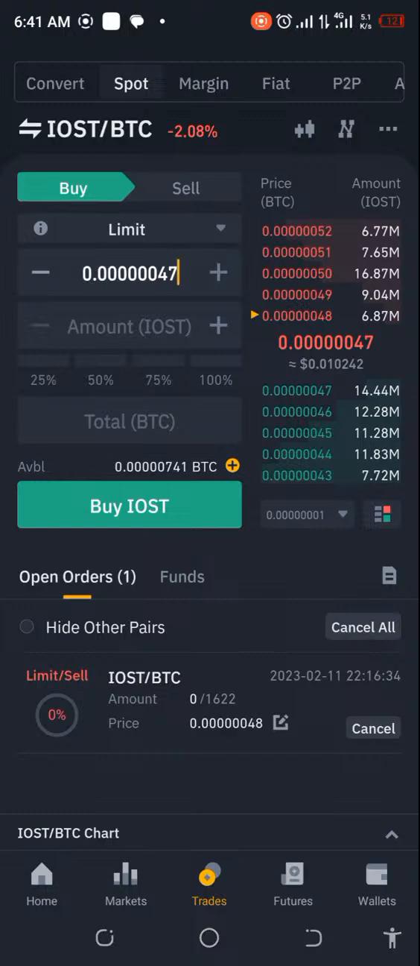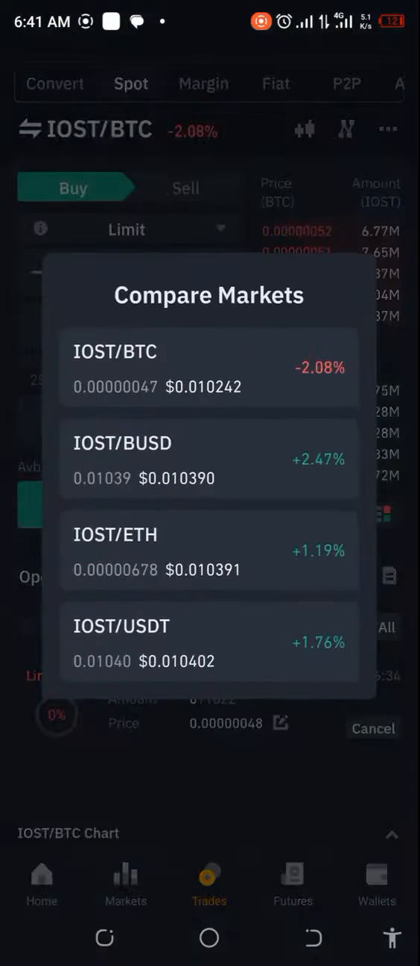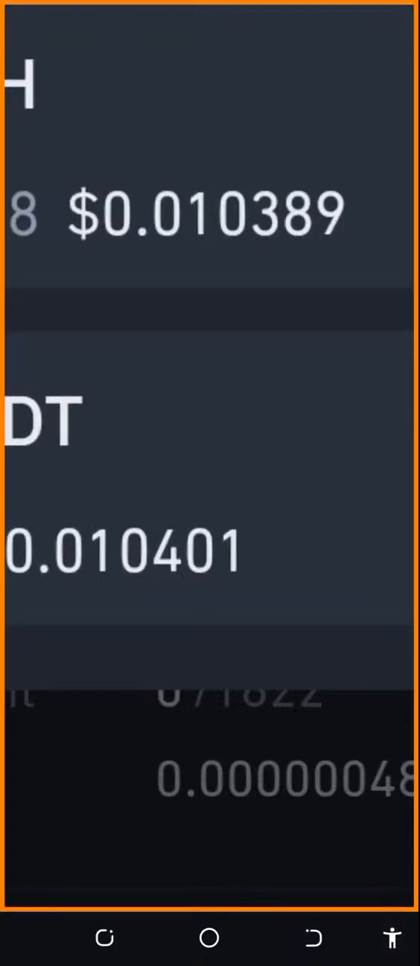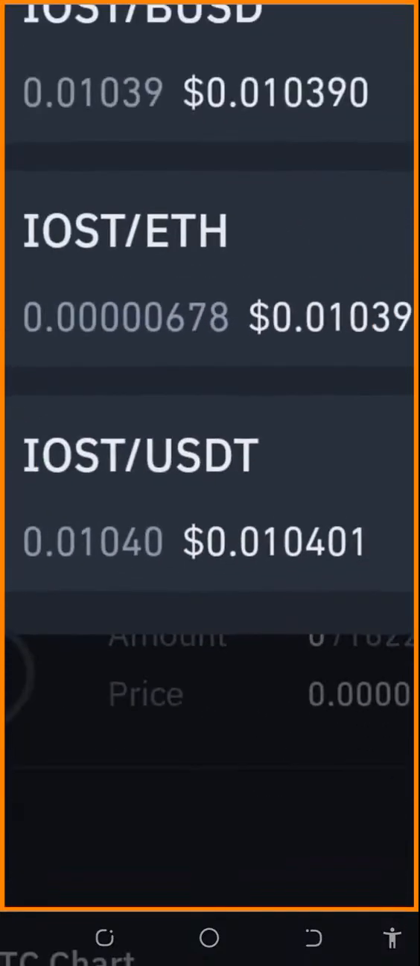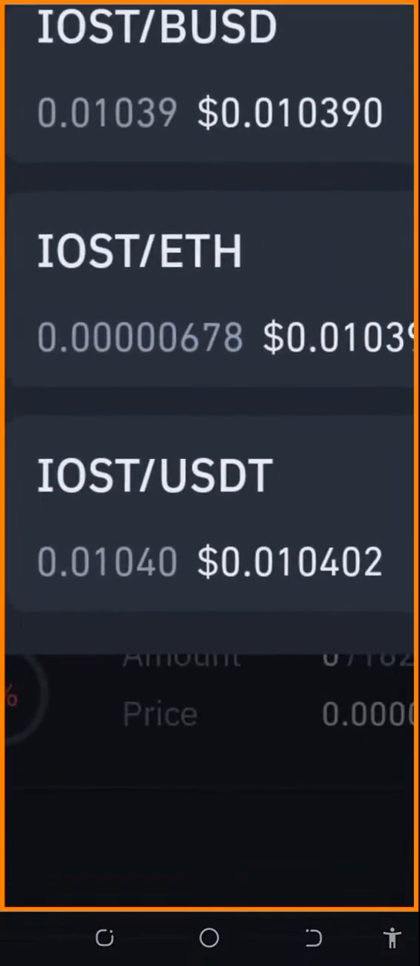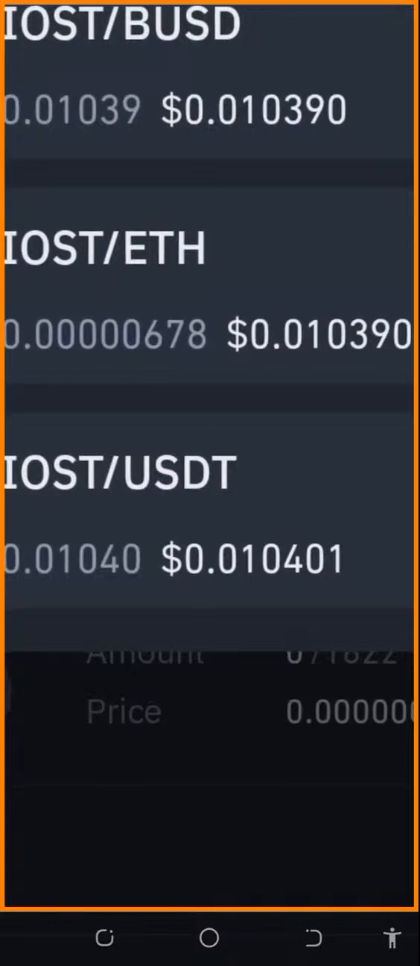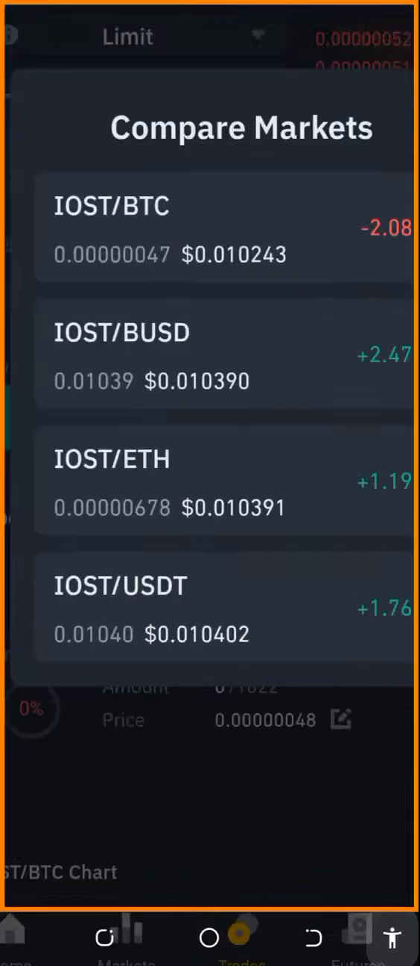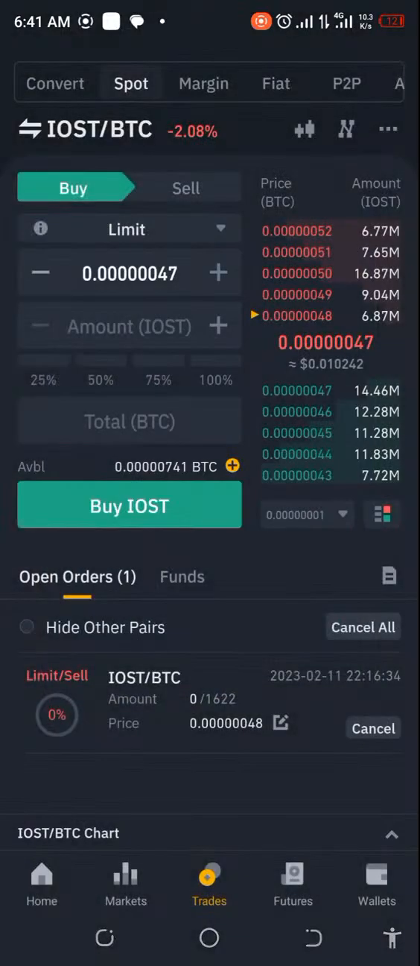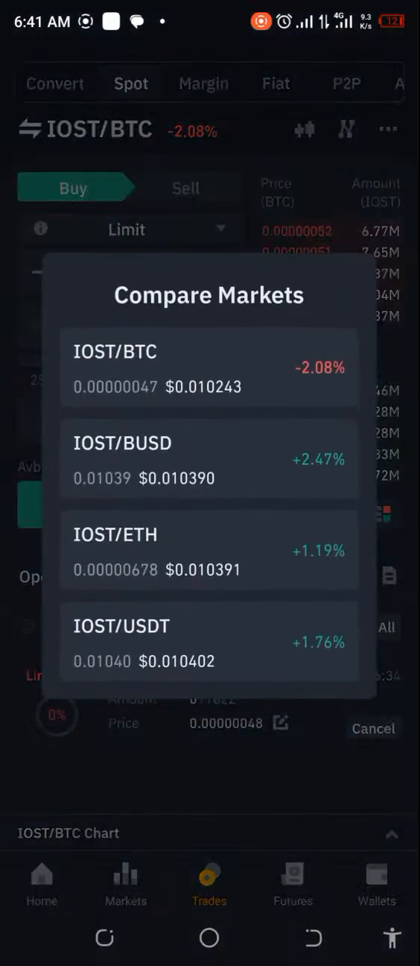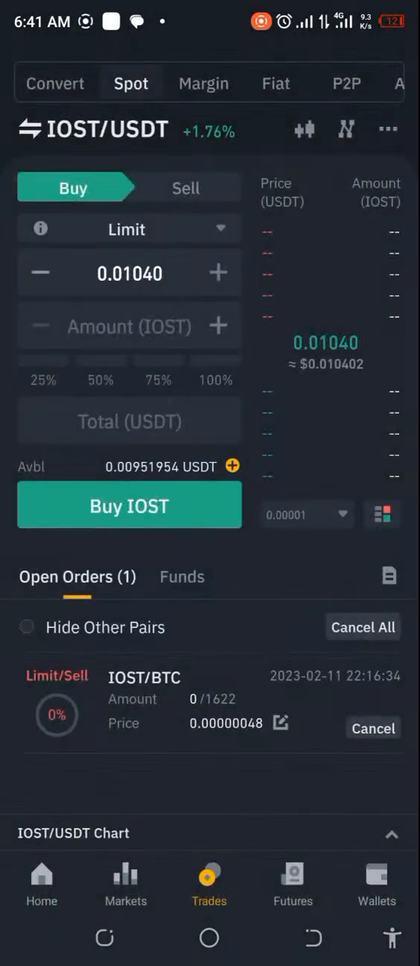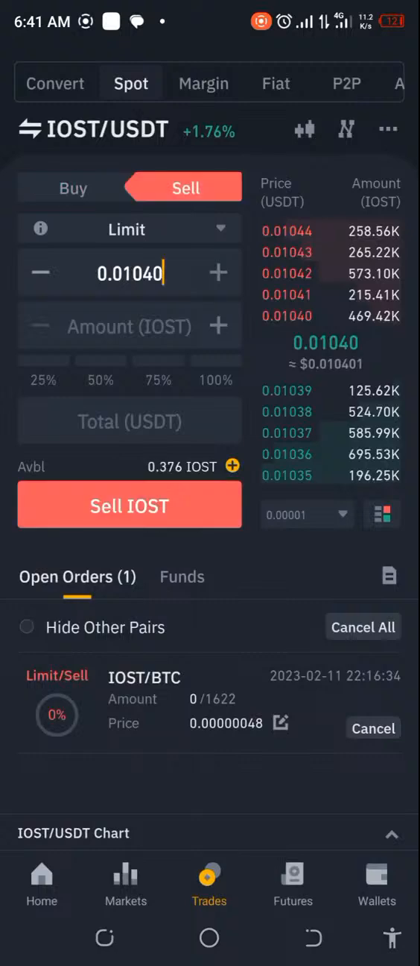Okay, so let me go to check the compare markets and see whether, okay, yeah, look at it. IOST USDT is actually 0.0104. So at this time, we can actually employ the boomerang strategy where we'll do the sellback strategy. Okay, so we'll just try and check it and see if this is going to give us some profit. So let's put it there and simulate first.